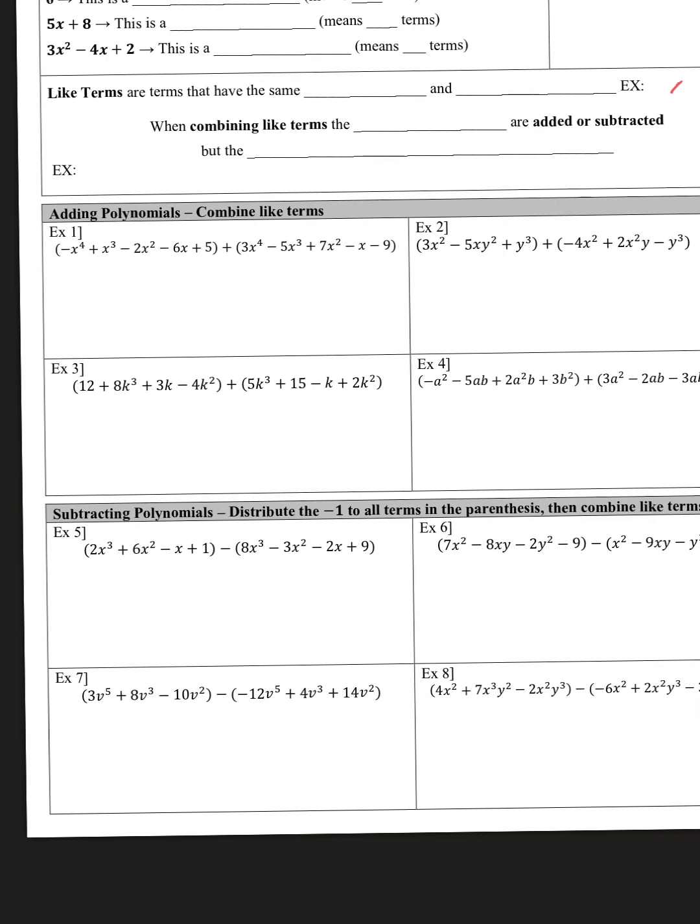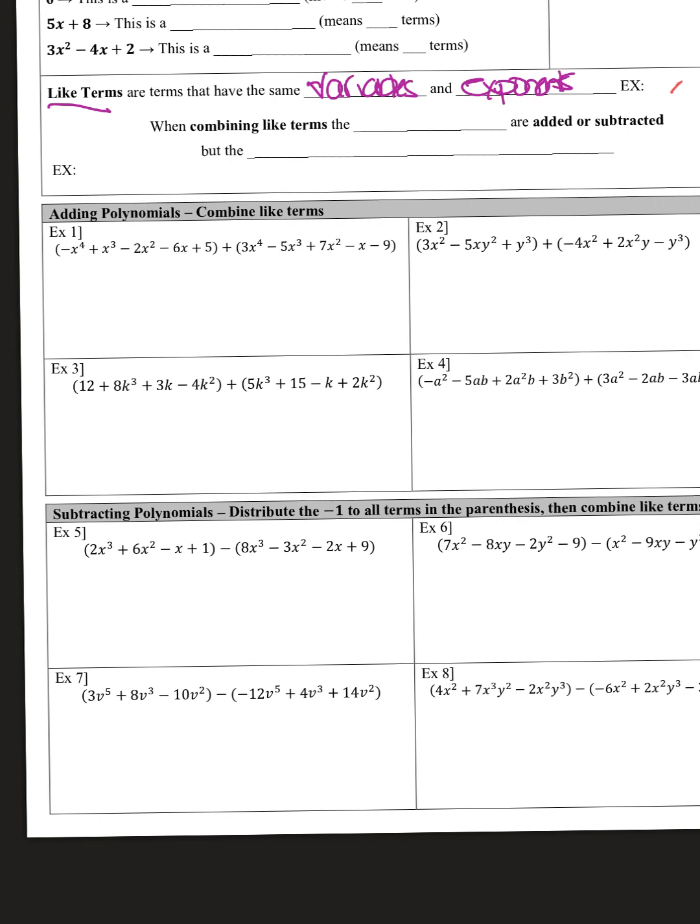So today we're going to walk through adding and subtracting polynomials. Remember, before we can start adding and subtracting polynomials, let's review like terms. Like terms are going to be the terms that have the same variables and the same exponents. Okay, same variables and same exponents.